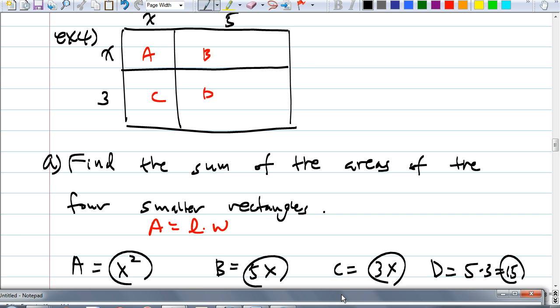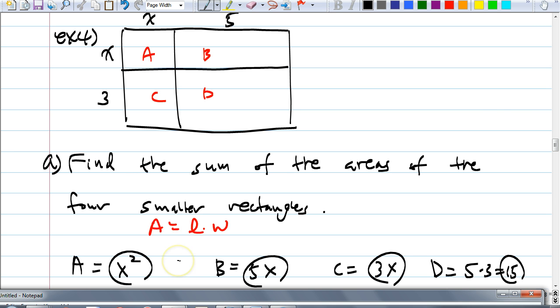No. They told us to find the sum. What does sum mean? Addition. You add them together. So, Song, what did you get? X squared times 10x? No, you're finding the sum, so you have to add them all together. So you add x squared plus 5x plus 3x plus 15. So you just add them together.